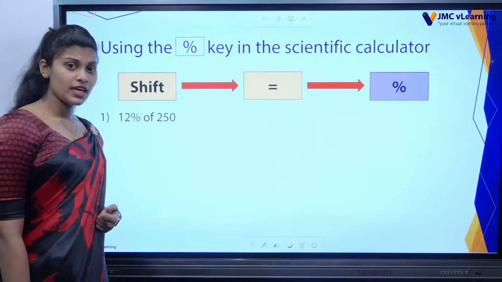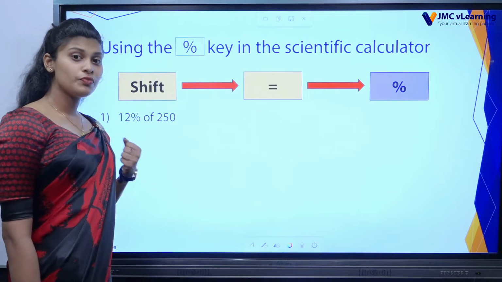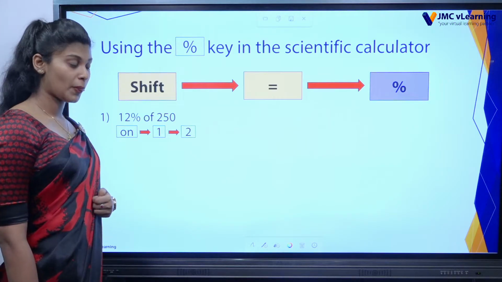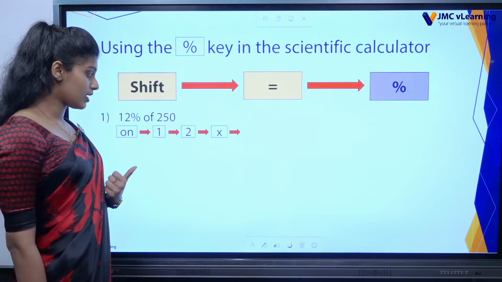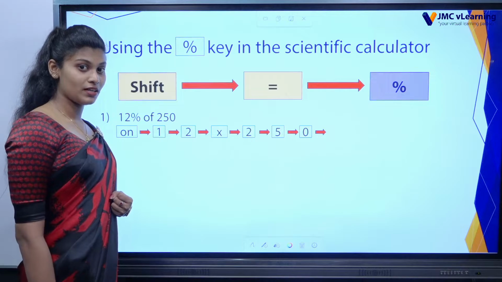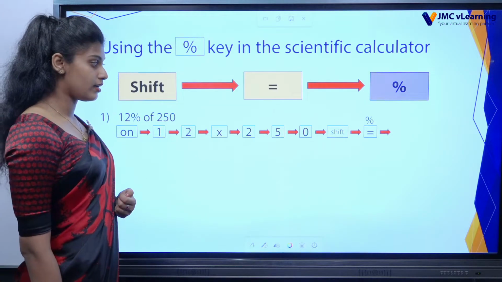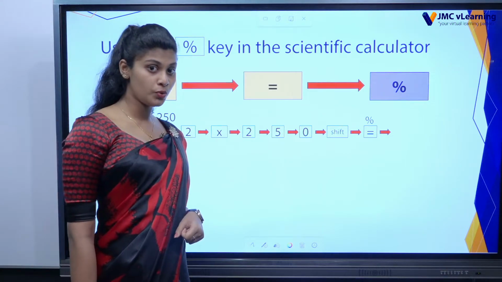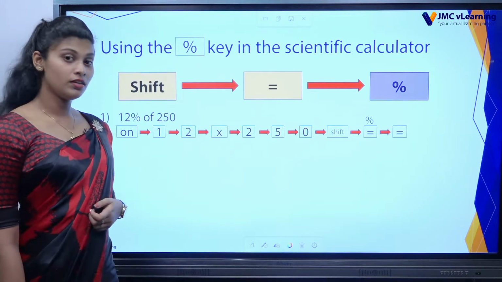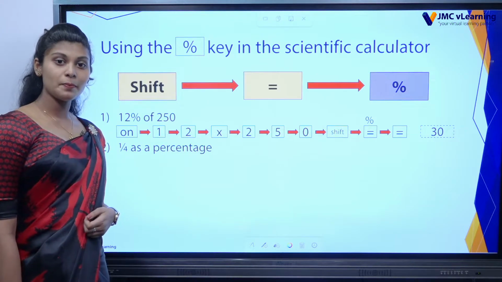12% of 250. Here, of means multiplication. So you have to multiply 12 and 250. Which key do you have to press first? First press on, then 1, 2, of means multiplication, then the multiply symbol, then 2, 5, 0. After that, take the percent symbol, so you have to press two keys: the shift button and the equal button. After pressing these two keys you can take the percent mark. Then to take the result you have to press the equal key again, then you get the answer 30.